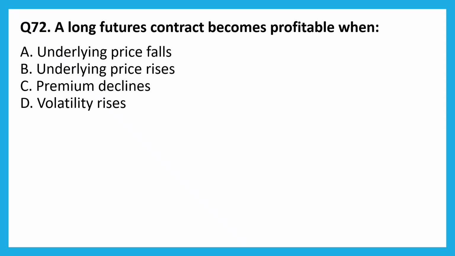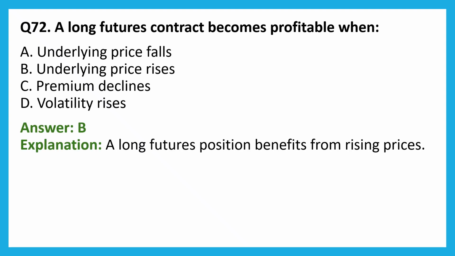Next question. A long futures contract becomes profitable when? Option A underlying price falls, option B underlying price rises, option C premium declines, and option D volatility rises. Correct answer is option B underlying price rises. A long futures position benefits from rising prices.